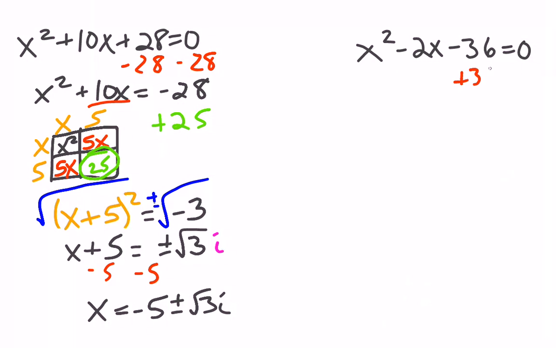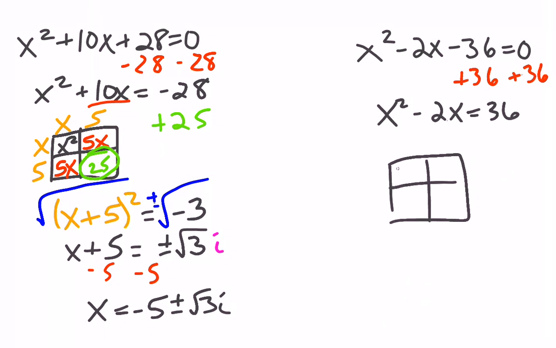So I'm going to add 36. So x squared minus 2x equals 36. Draw your box. First term, first box. Since I'm completing the square, I'm going to split that term in half. So negative 1x, negative 1x. Factor it out. x, negative 1, negative 1. So the outsides of my box are x minus 1 squared.